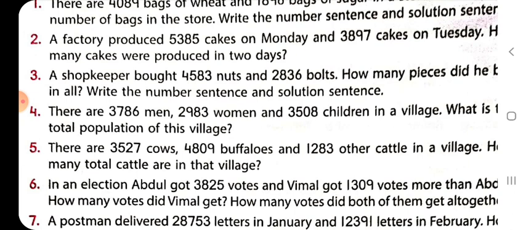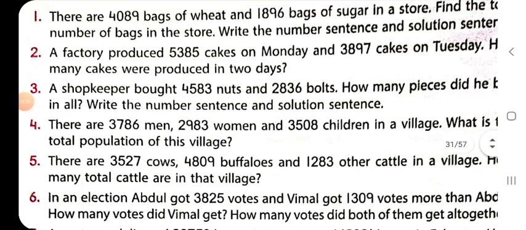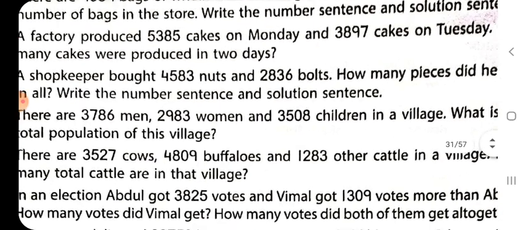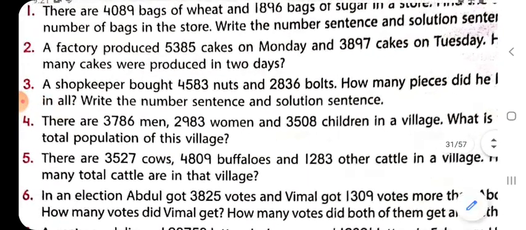As you can see, these are the simple sums of addition that you were doing before also. Okay, we have done it like here also. I'll just read out the fourth one also. There are 3,786 men, 2,983 women and 3,508 children in a village. Question number 4. What is the total population of the village? So here we have to add these 3 numbers: number of men, number of women, number of children in a village. Okay, and then we will get our total population. Same in the next question.